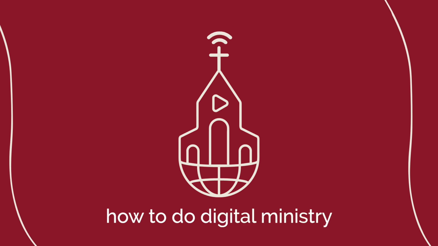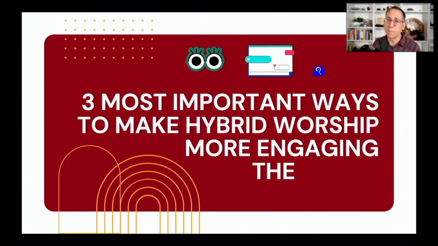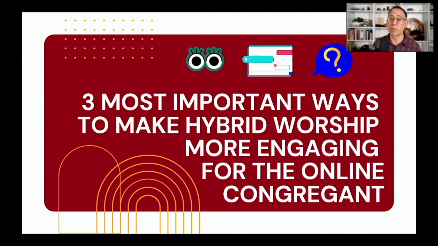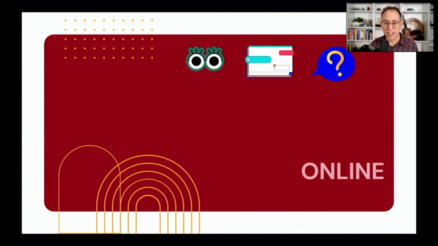Hi, everybody. I'm Reverend Jim Keith, the digital minister at the Riverside Church and the director of online innovation at Convergence. And today we're going to talk about, it's really simple, the three most important ways to make hybrid worship more engaging for the online congregant. And you see, I kind of already told you all my answers, but let's get into the first one.